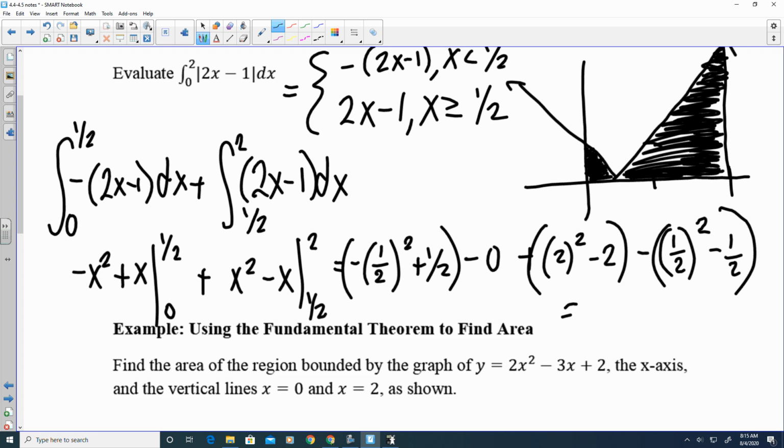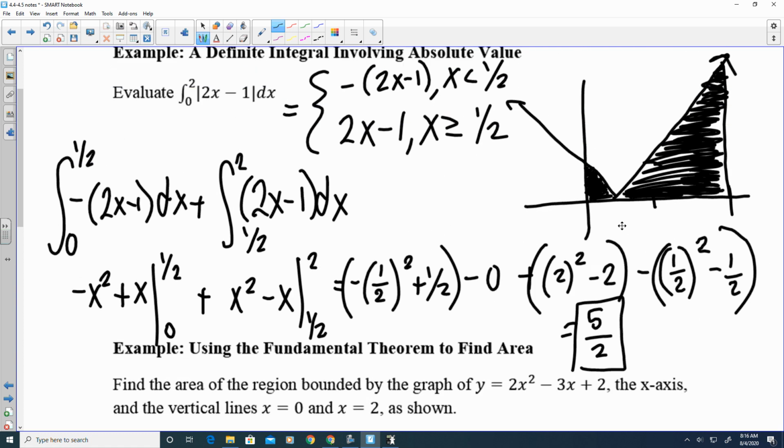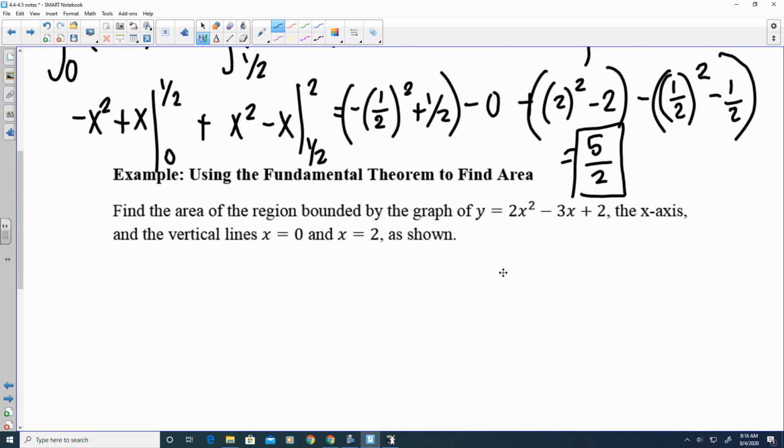Okay, and obviously you would use your calculator to simplify unless you wanted to do a lot of fraction work in your head or on paper, and the answer is 5/2. I mean, you could have also looked at this and seen that they were triangles and done the area formula for triangles if you wanted to. It would have worked just fine.